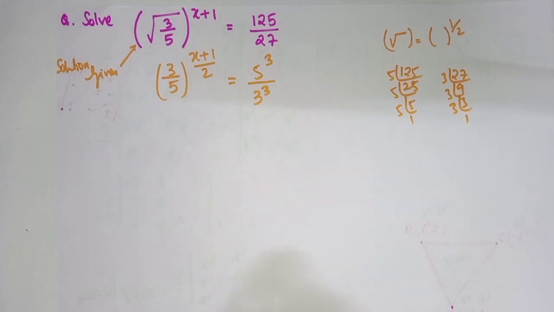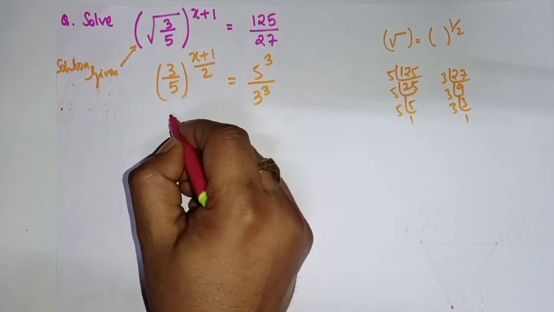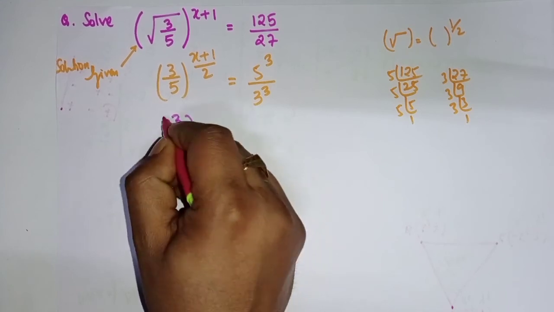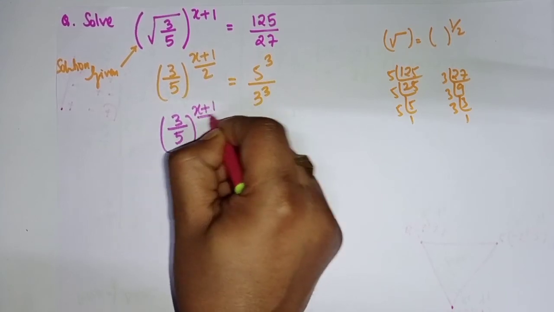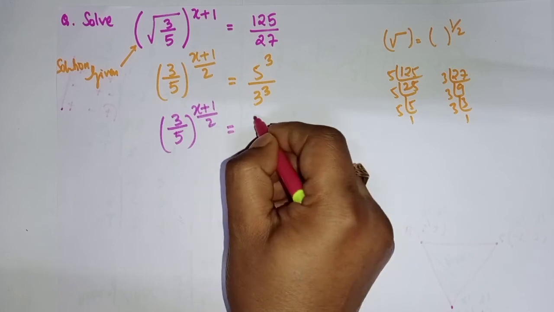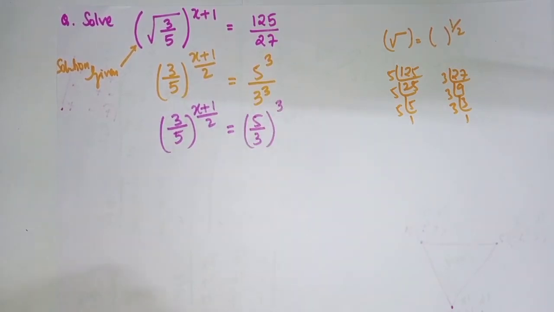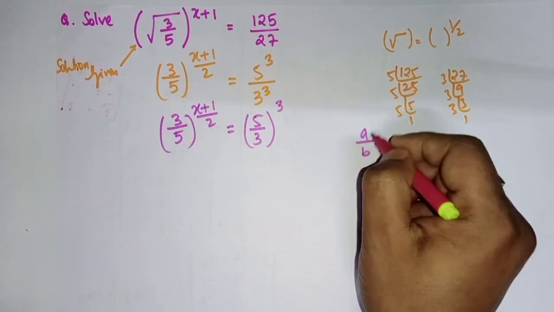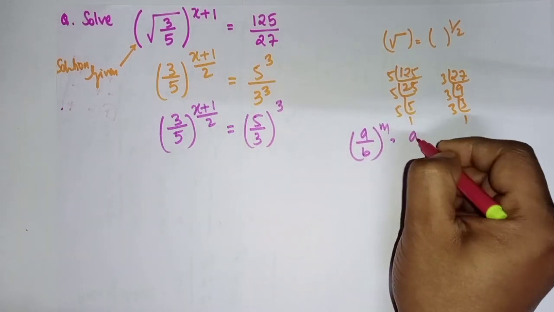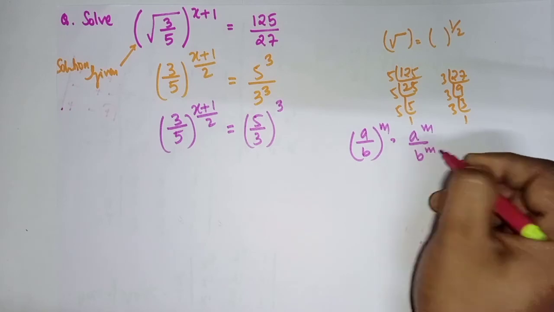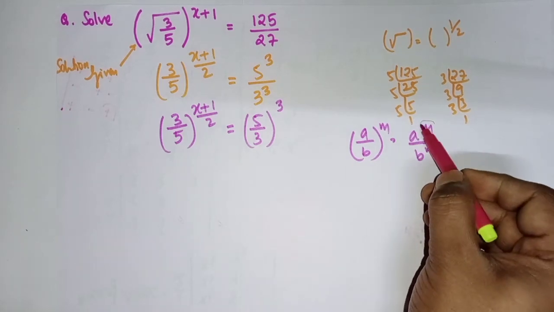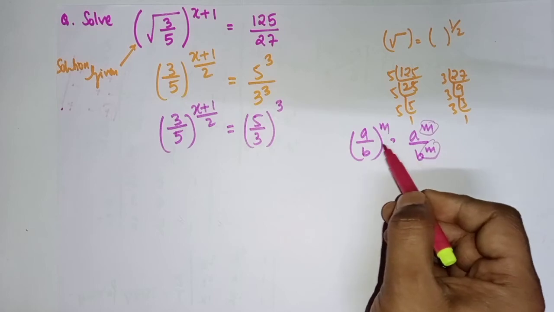So you can see that the powers are the same in these two. So this I can write as 3 to the power 5. So this is (x + 1)/2 equals, can I write like this, (5/3) to the power 3. Okay, so there we have a rule, (a/b) to the power m. So what can I write? a to the power m over b to the power m. Since the powers are the same, I can write it this way.